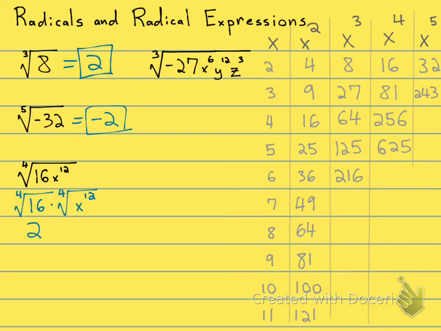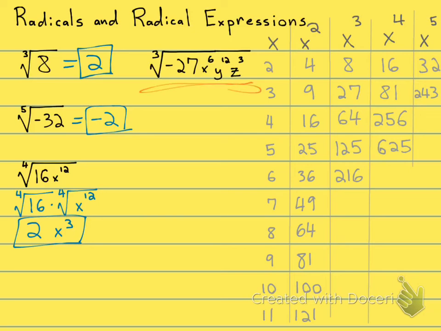And then the 4th root of x to the 12th. I'm saying how many groups of 4 do I have here if I would list them all out? And how many groups of 4 go into 12? 3. So the 4th root of 16x to the 12th is 2x to the 3rd.